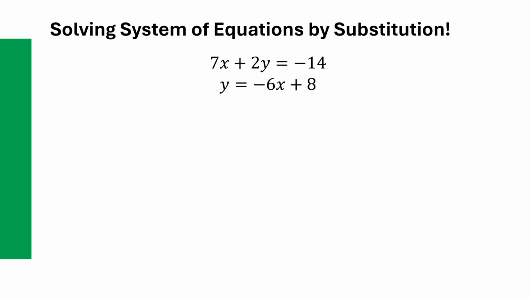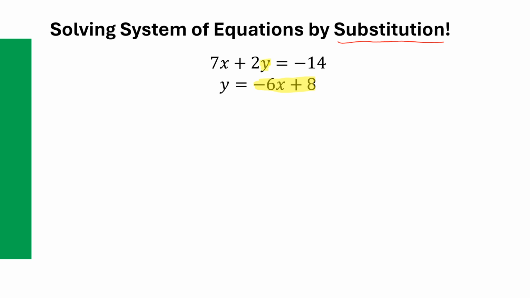To find the solution to this system of equations by using the substitution method, we have to make sure that one of the variables is isolated already. Looking at our system of equations here, we can already see that we know what y equals: y equals negative 6x plus 8. So we can use that information to substitute into the other equation where the y is.